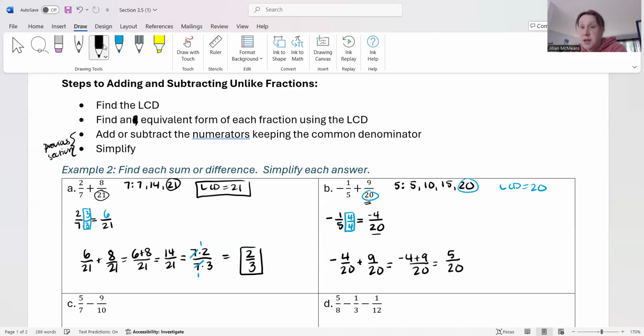Well, let's see what this looks like. I know that if a number ends in 5 or 0, it's divisible by 5. So I could rewrite 5 as 5 times 1. I could rewrite 20 as 5 times 4. It's really easy now to see the common factor that you could divide out. So we divide top and bottom by 5. We're left with a 1. And that gives me my final answer is 1/4. So -1/5 plus 9/20 is equal to positive 1/4.